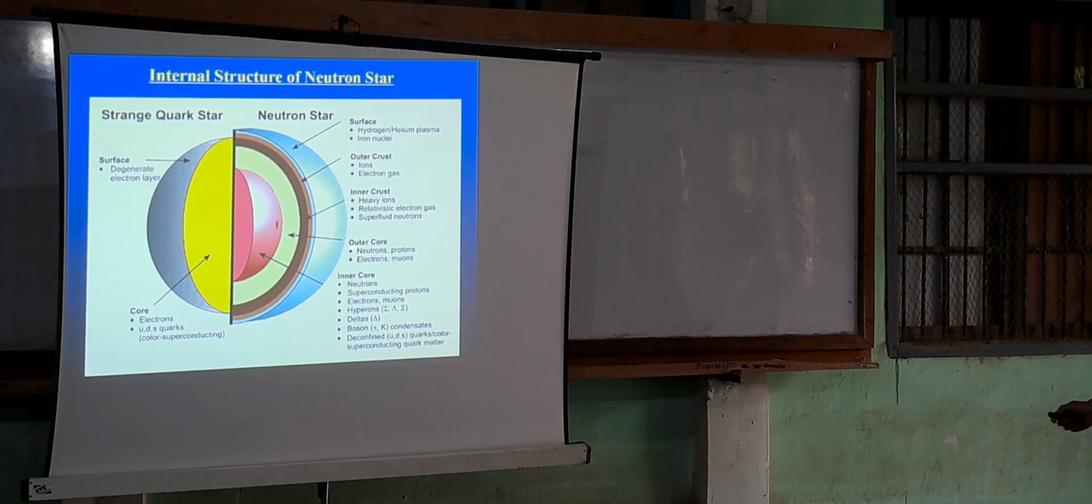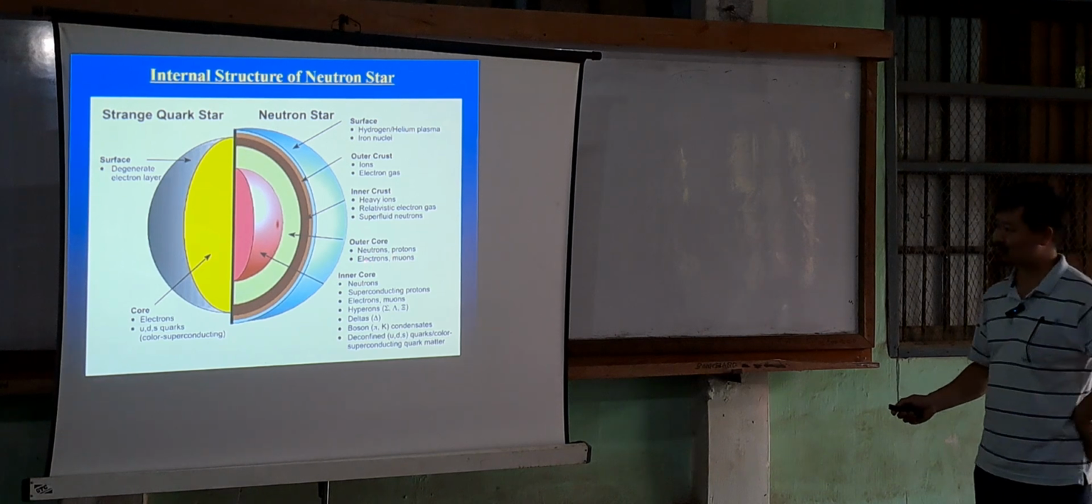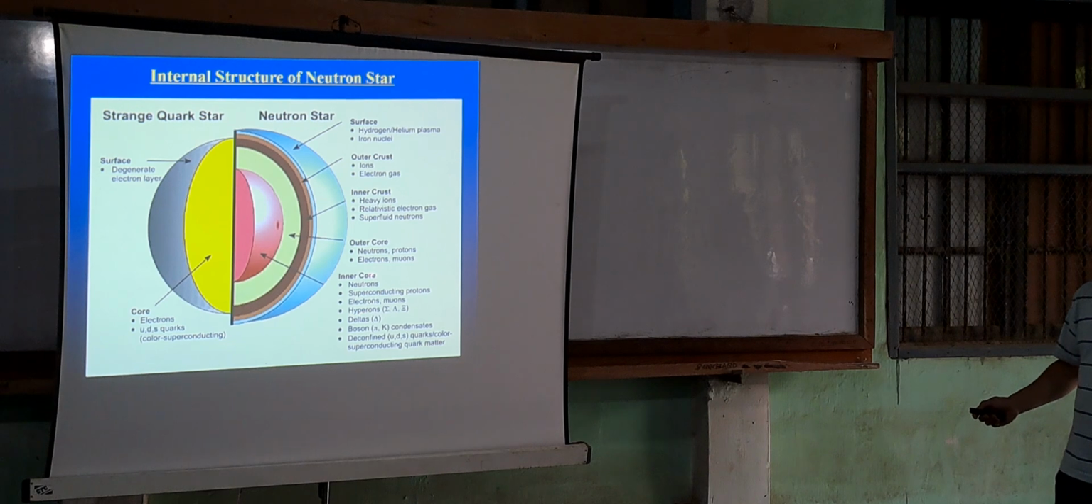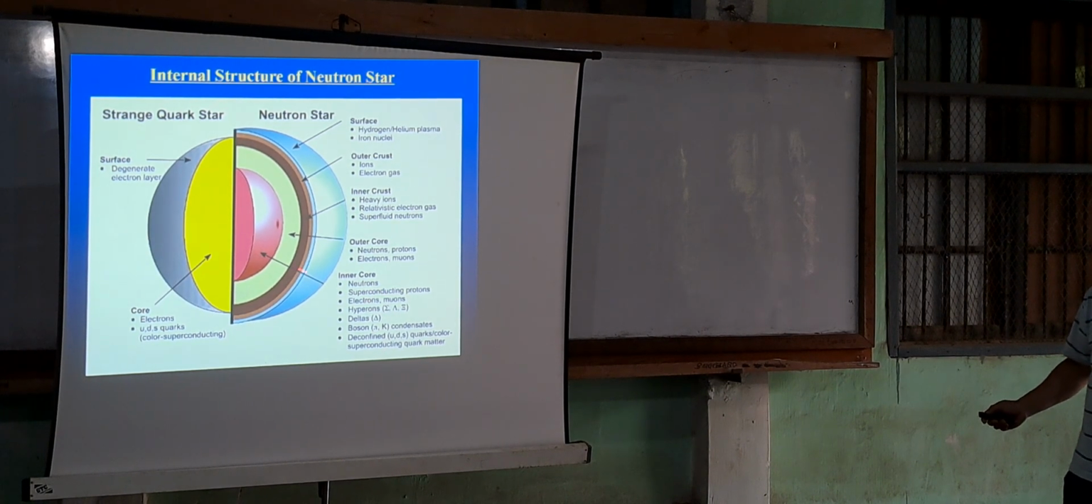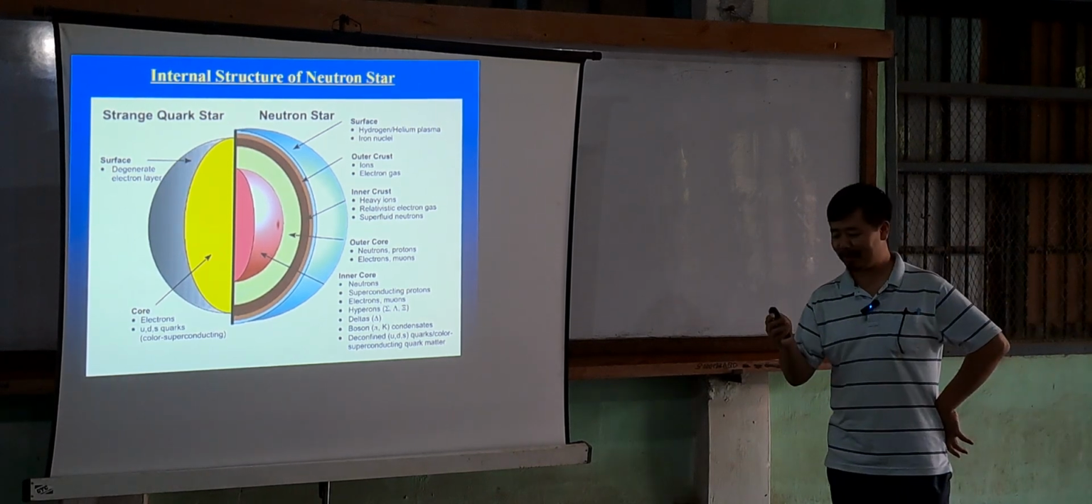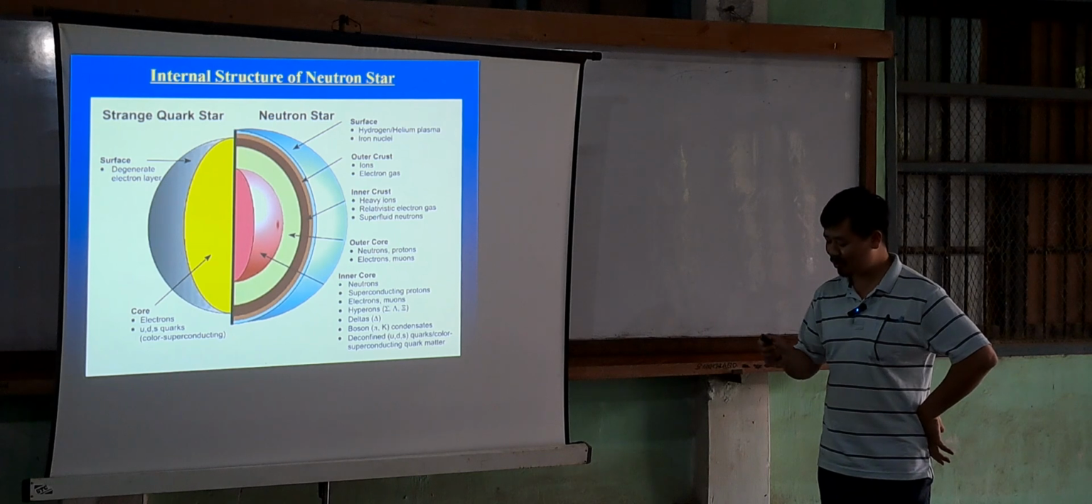And in the outer core, you can see neutrons, protons, muons, and electrons. And in the inner core, many things are there. So this is not the end, many things are there. This is one of the old pictures, so not very updated. But at the core, anything is possible. So people are still focusing on it.